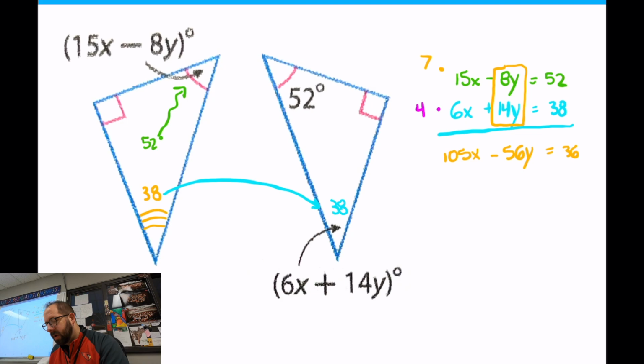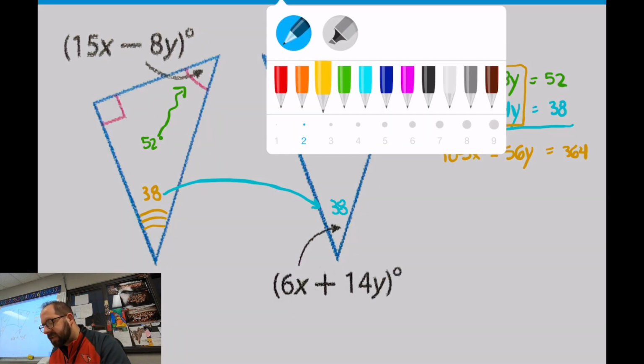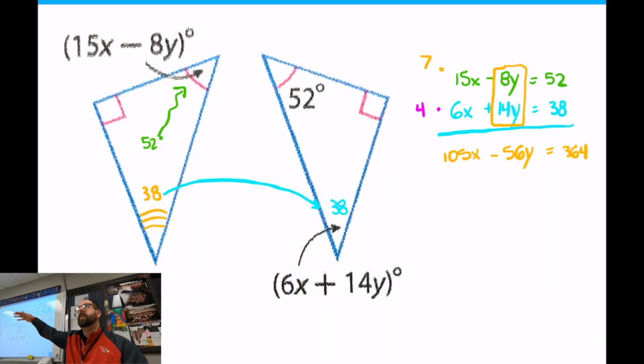56, because that's the whole point, right? We want to get the y's to be the same. And 152. Okay, so we got my second row again. That was that blue row. I multiplied everything by 4.